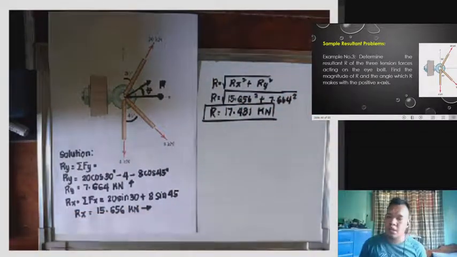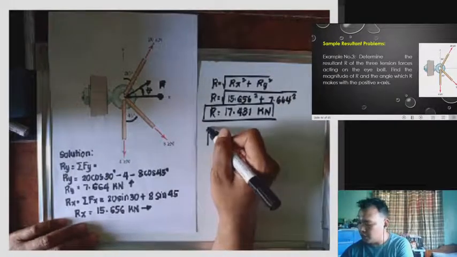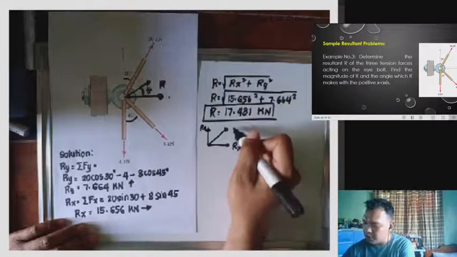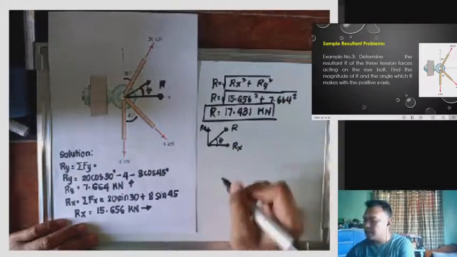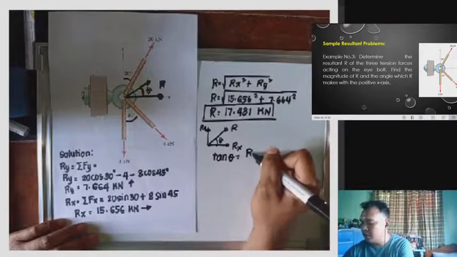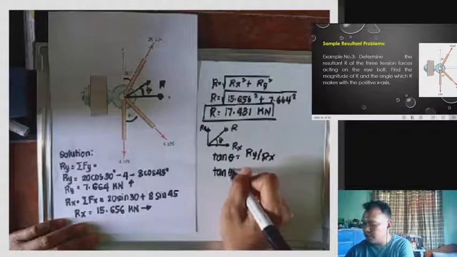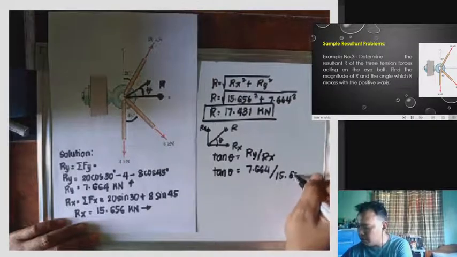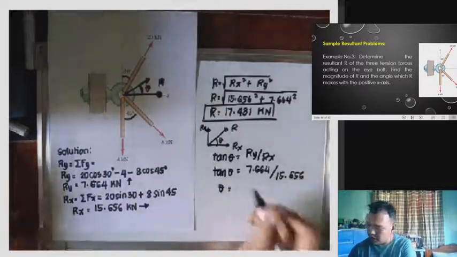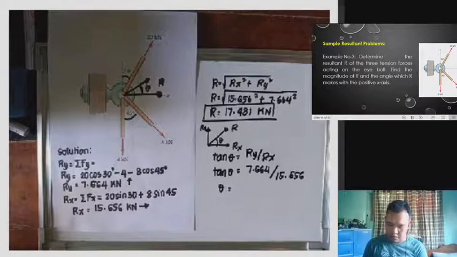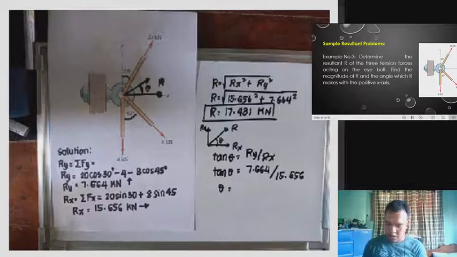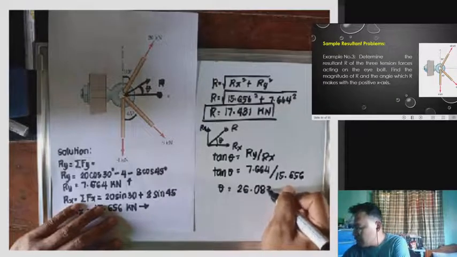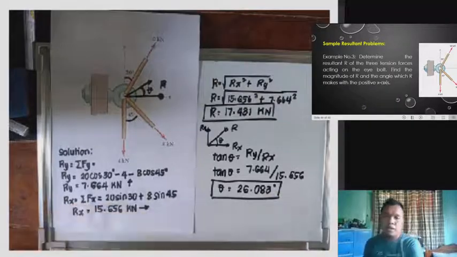Then, to get the direction, the angle theta, since it is like this, our Ry is upward, and this is our Rx. So, this is our R. To get theta, it is opposite over adjacent. Tangent theta is Ry over Rx. So, tangent theta is equivalent to Ry, which is 7.664, all over Rx, which is 15.656. Theta is equivalent to arctan 7.664 all over 15.656. So, we have here 83 degrees. This is the angle of our resultant force.